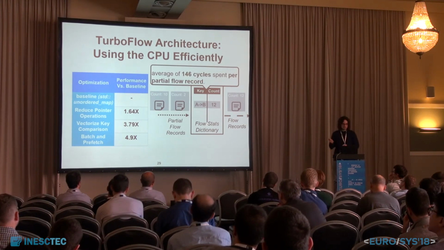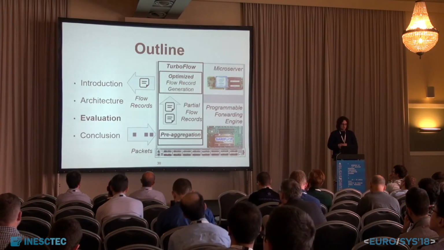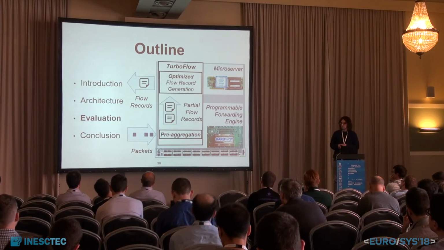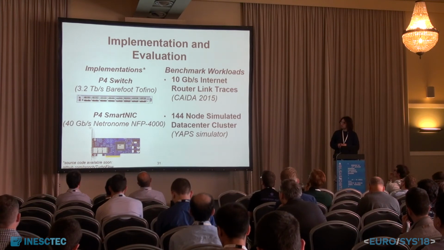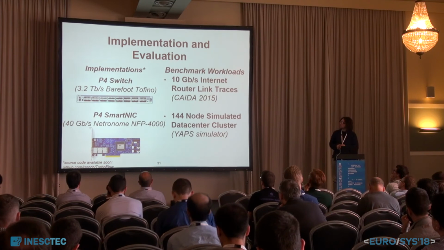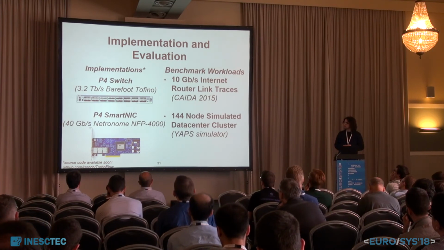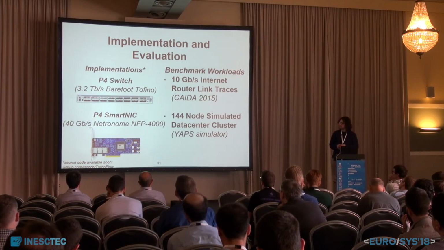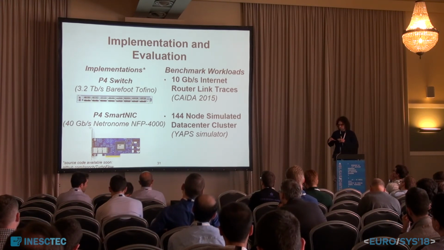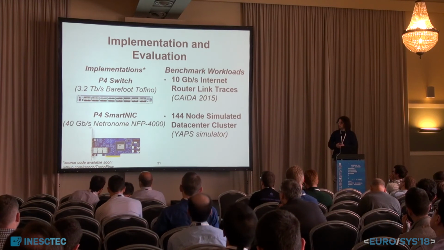The details of these optimizations are in the paper, but what I want to talk about next is a little bit on our implementations and evaluation of TurboFlow. We have two implementations of TurboFlow, and the source code will be available soon. One is for a Barefoot Tofino switch. This forwards packets with a 3.2 terabit per second forwarding engine that you program in P4, and the Barefoot compiler compiles the P4 into a configuration of the actual hardware.